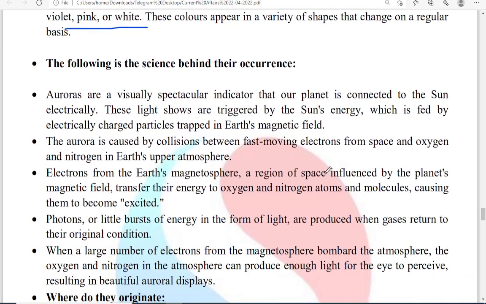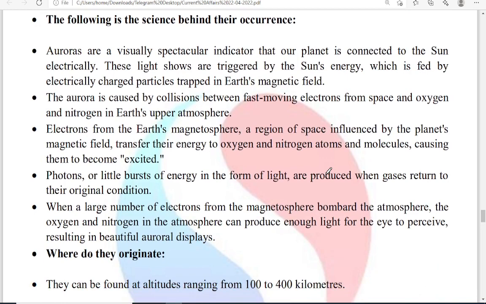Now, why does this happen, and what is the phenomenon behind this beautiful feast for the eyes? If I want to explain this, it is a relation between the sun and the earth's magnetic field. That means our planet earth is connected to the sun electrically. The earth's magnetic field is there around the earth. So when the sun's rays enter the earth's magnetic field, then this beautiful phenomenon occurs. We will now see what the reasons are and what exactly the phenomenon is.